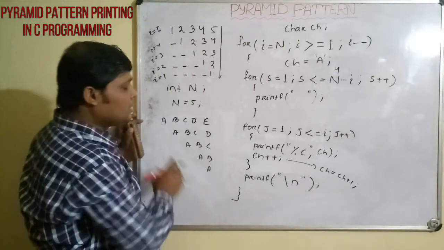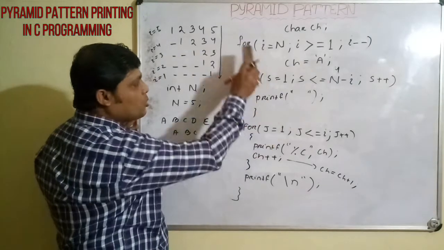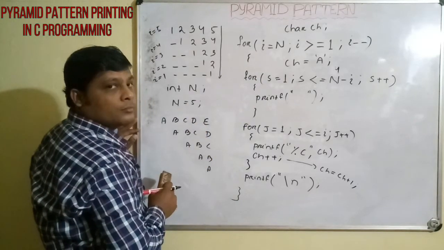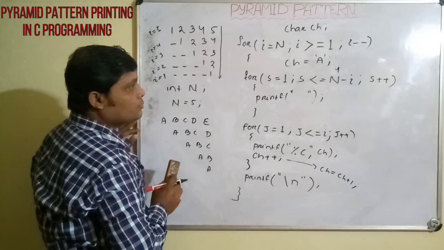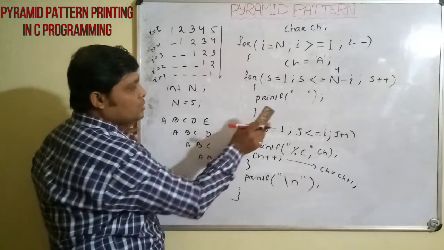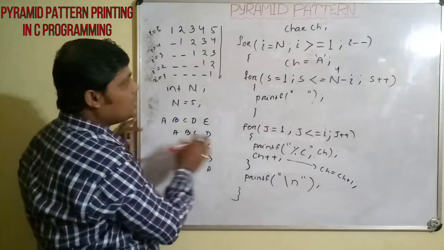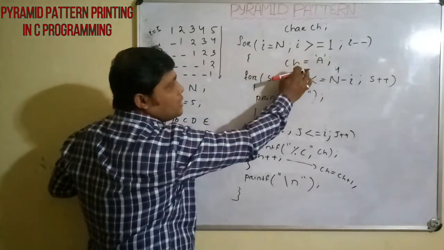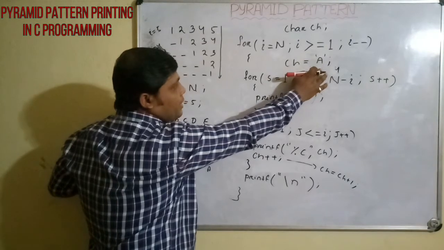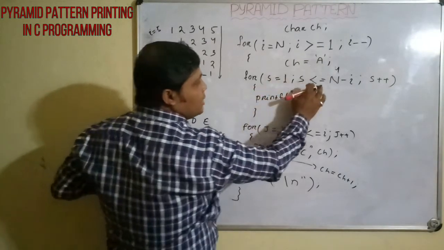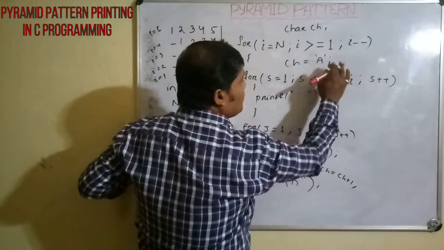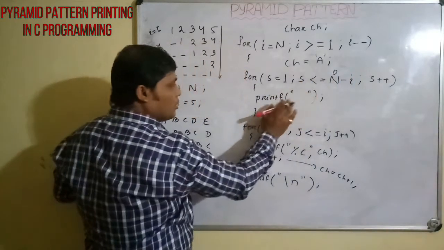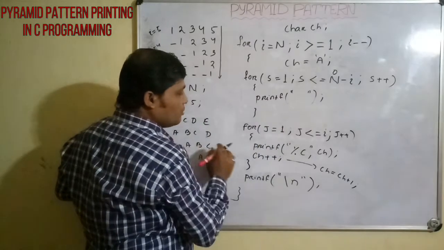Clear? You can try and run this program to see whether it is printing this or not. Very simple. Clear? This is the logic for this. You can see when I value is 5, 5 greater than or equal to 1, CH equal to capital A. So S equal to 1, S less than or equal to what? N minus I, that is 5 minus 5, 0. So it will not go inside this loop. No spaces will be there.